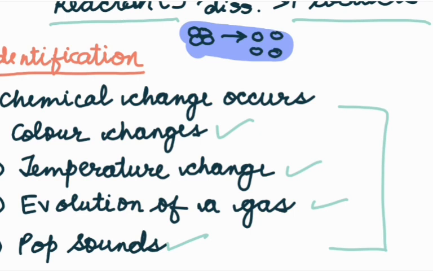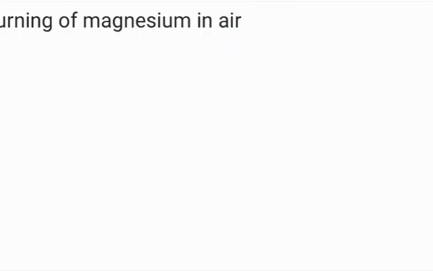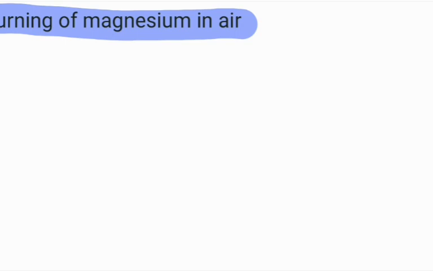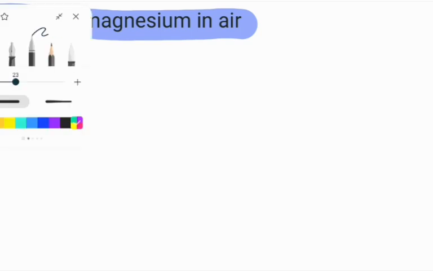Now let us understand how these reactions take place, one by one in detail. The first example that you can see is the burning of magnesium in air. This is the most relevant example. When we try to burn magnesium in air, let us see what happens.